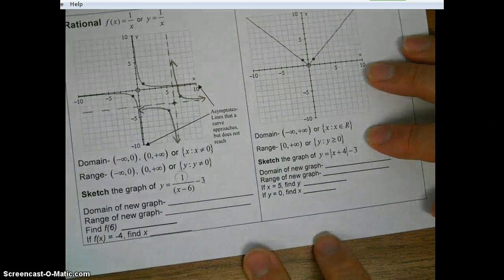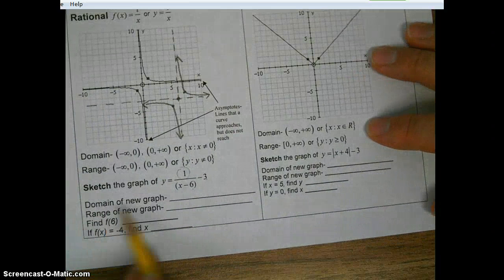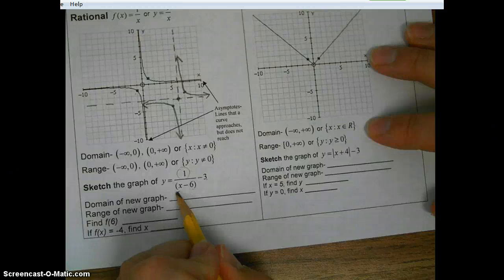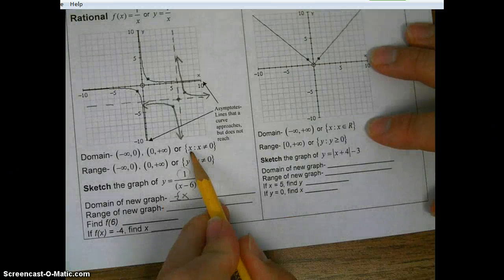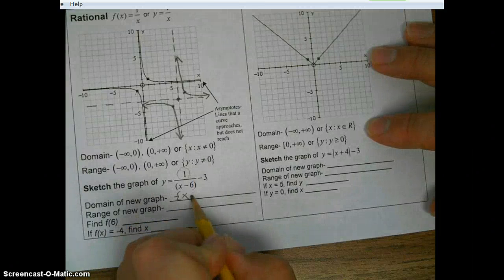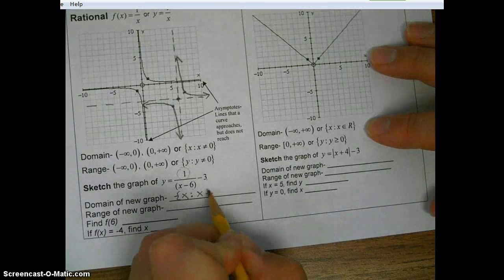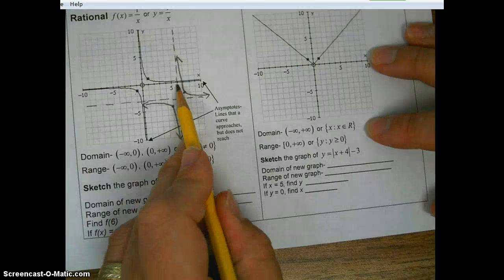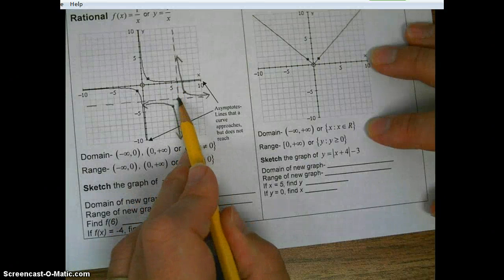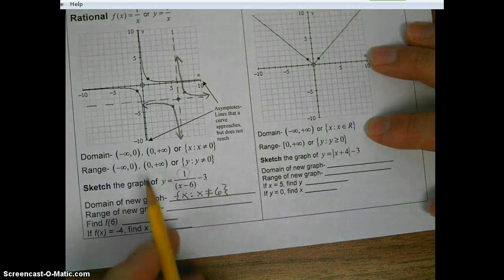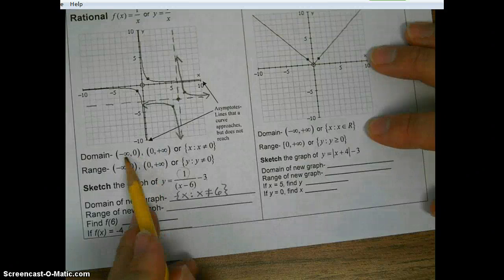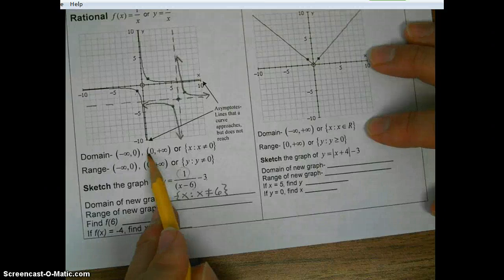There's our new graph. Now notice our domain is going to be all values of x. I'm going to go ahead and use this notation right here. All values of x, except x does not equal what? 6. x cannot be 6. Okay, we could have written it in this notation. We would have just replaced the zeros with 6.